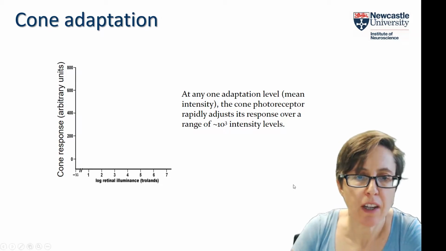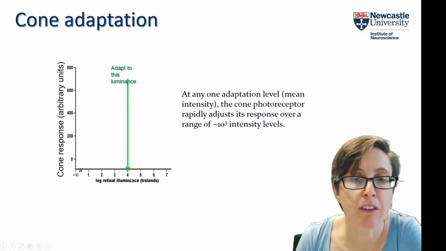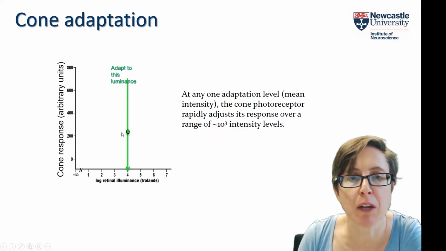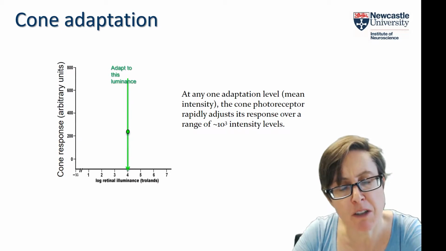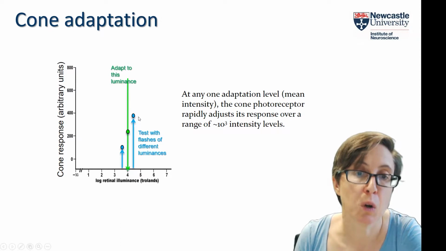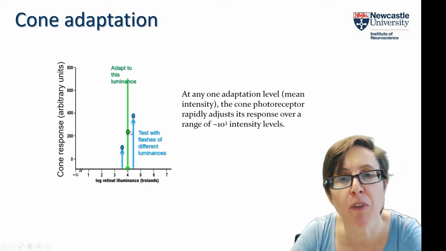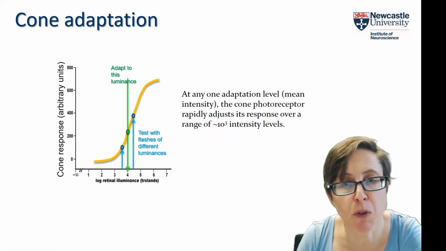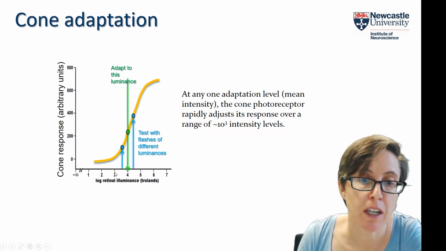Okay, so let's say we adapt the retina to one particular luminance, let's say 10 to the power 4 trolans. The cones will respond at some level, let's say about 250, whatever the units are. And now if you give little brief flashes of light that are above or below that luminance, then you will get a lower or a higher response, encoding the luminance of the flash relative to the adapting level. So the cone photoreceptor can very rapidly, instantaneously, give different responses depending on the intensity of light over around 10 to the power 3 intensity levels.